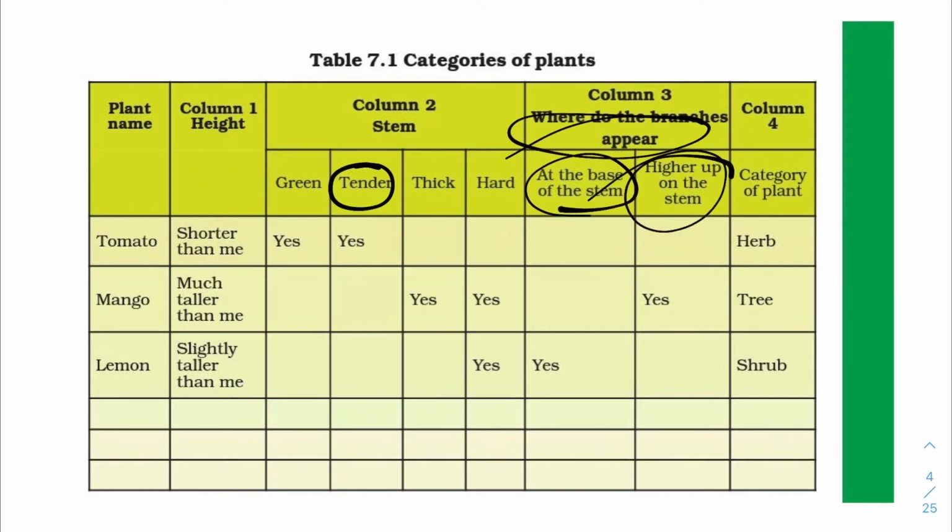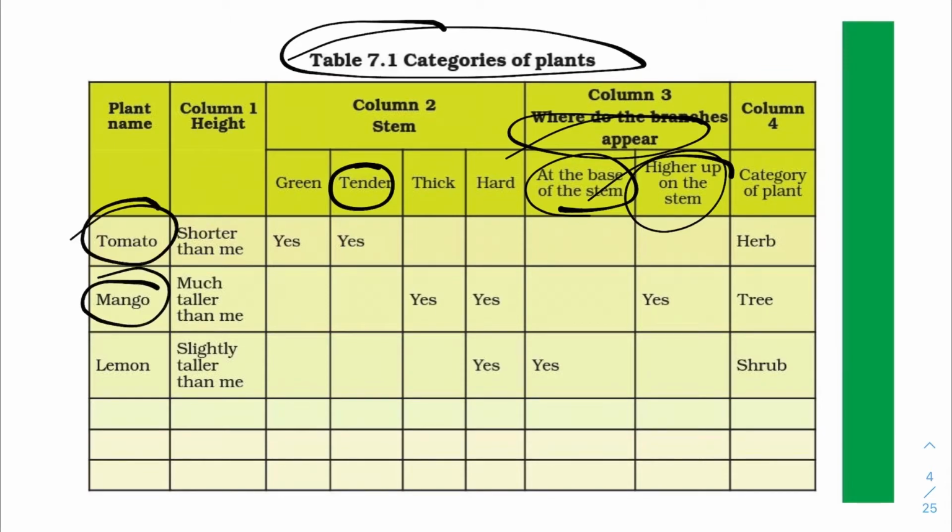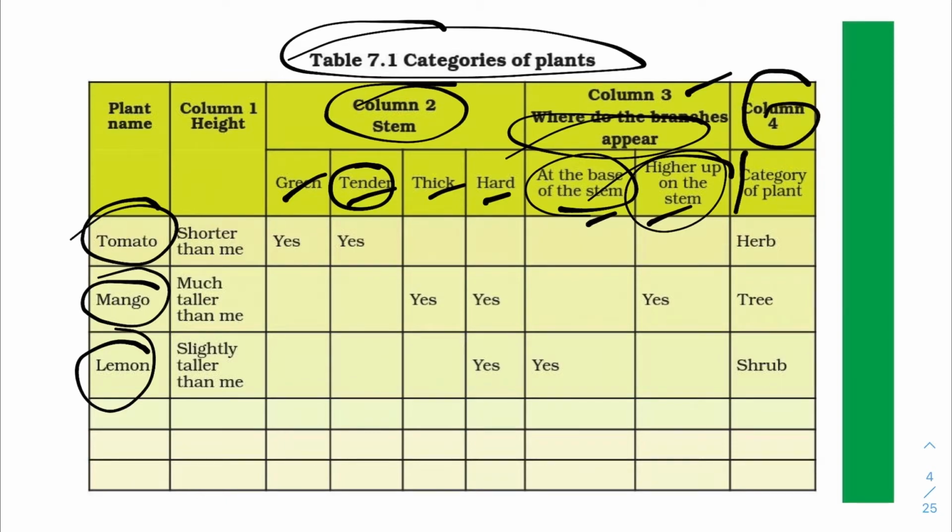Table 7.1 mentions 3 kinds of plants: tomato, mango and lemon. And if you look at column 2, the stem, it mentions whether they are green, tender, thick or hard. Column 3 mentions from where the branches grow, at the base of the stem or higher up on the stem. And column 4 is the final column in which it categorizes these plants into 3 parts.